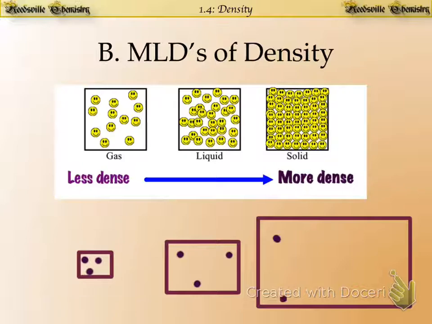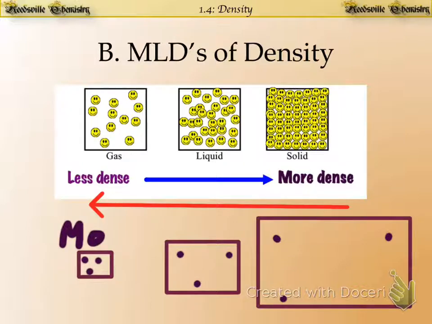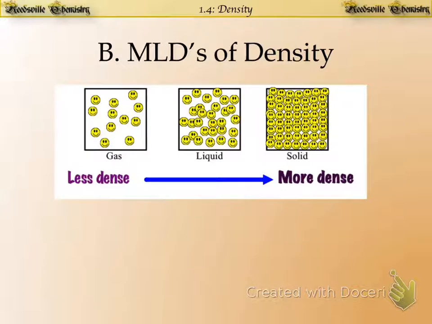Well, I hope you could see that the greatest density is actually to the left. So our arrow would now be in the opposite direction, right? We've got more dense over here, and less dense over here. Okay? So density varies based on two different properties. It varies based on mass, and it varies based on volume.